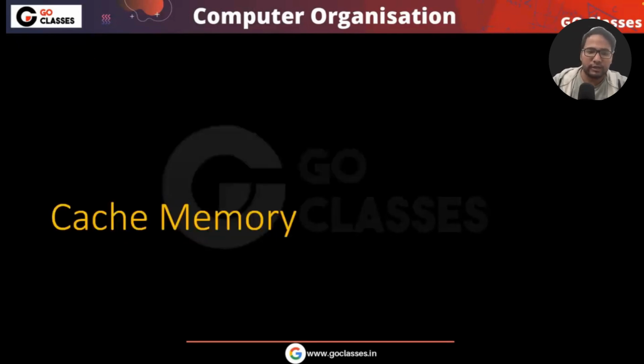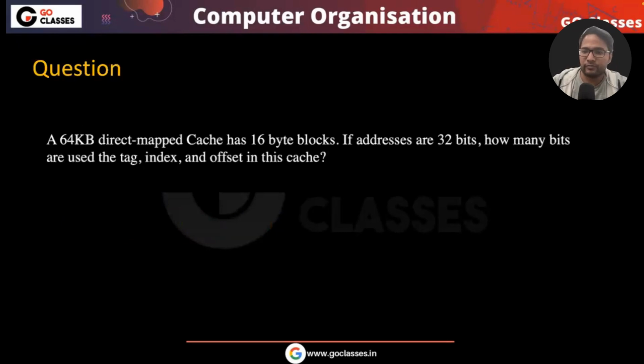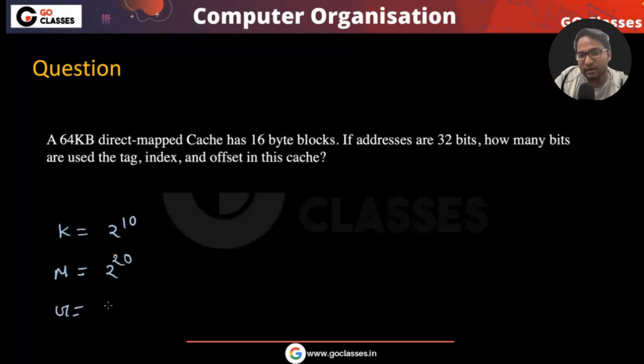Can you try this question and tell me what answer you are getting? This question is saying that you have 64 KB. What does this K mean? If you see K in computer organization or operating system, wherever you see the K, that is dealing with the computer, not the computer networks. If it is just a computer thing, then K means 2 power 10. M, which means mega, means 2 power 20. G, which means giga, means 2 power 30, right? So these are the translations.